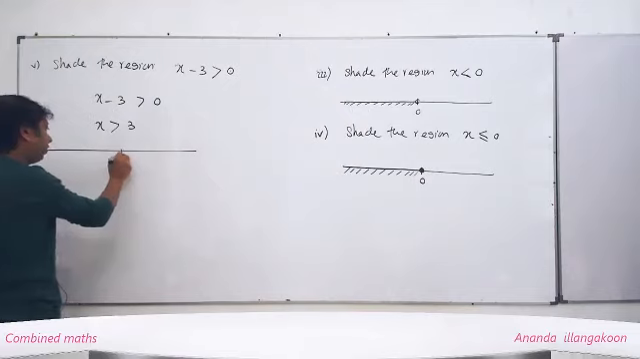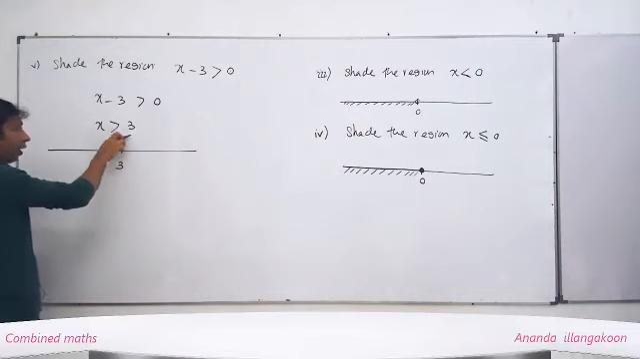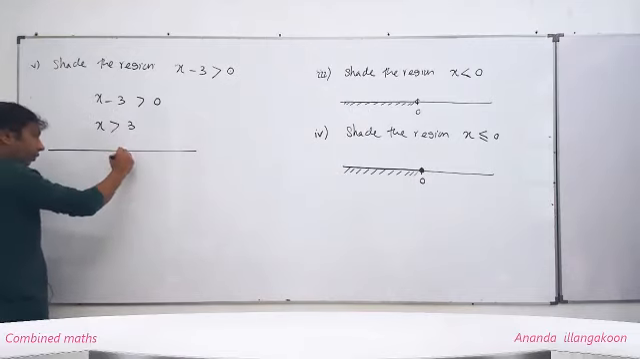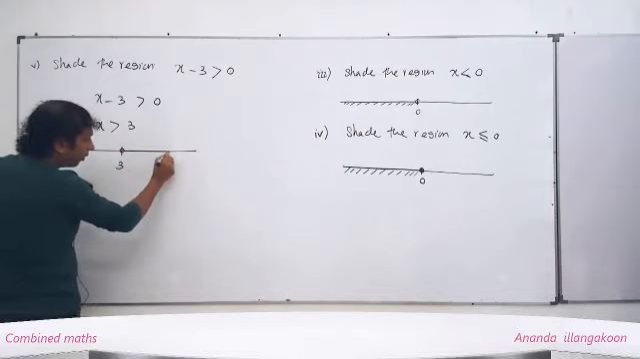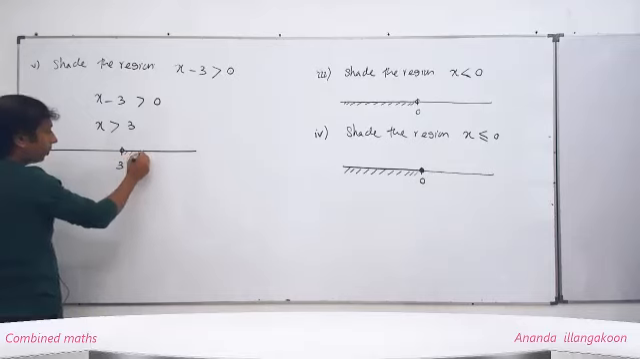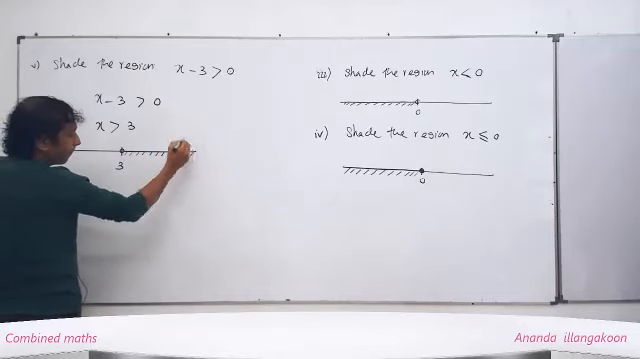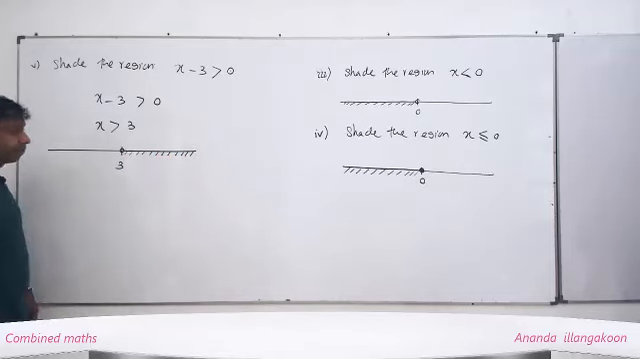Here this is the place of 3, people. Here we don't have an equal sign, so circle here but don't color, and you have to shade this here. Understand?